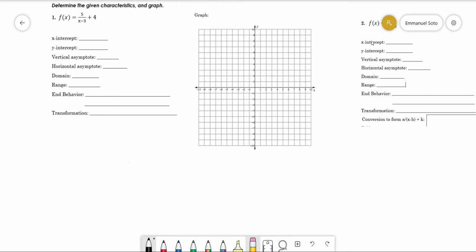For number 1, they want us to find all the characteristics of the following function. So let's go ahead and find the x-intercept first. Remember that the x-intercept is when the graph crosses the x-axis, which means that you want to set y equal to 0. So let's do that down here. So y in this case is f of x, so we're going to set that to 0.